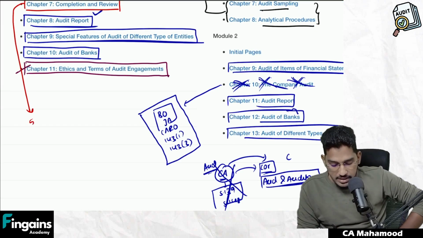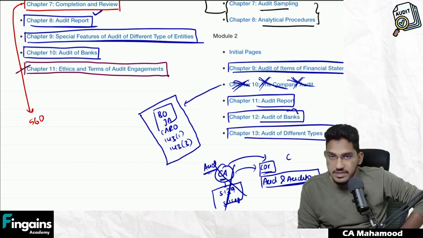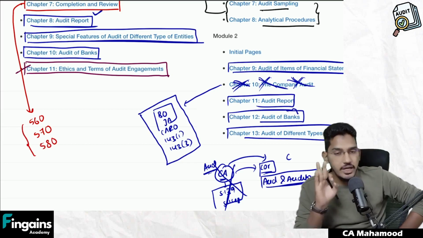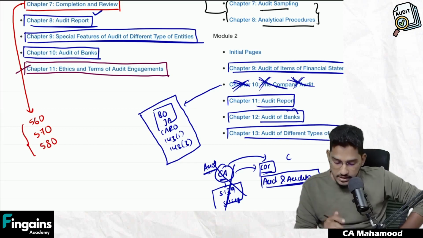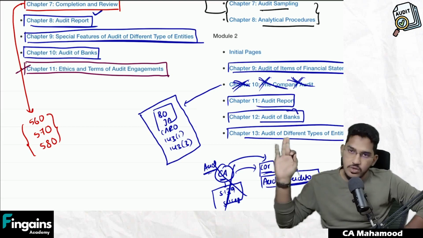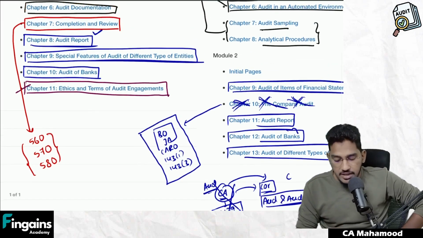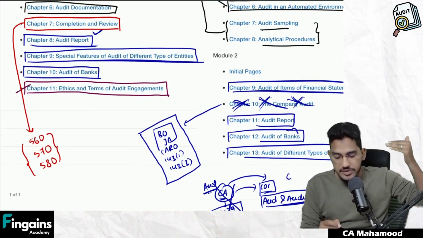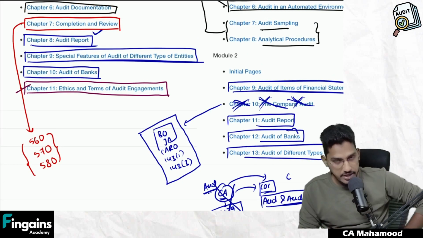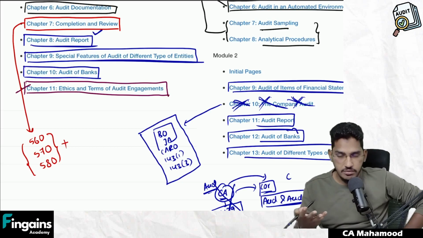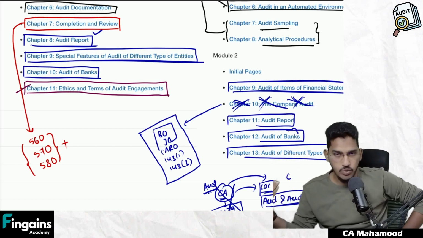Those standards are SA 560, relating to subsequent events, SA 570, relating to going concern, and then we have SA 580 talking about written representations. These three standards are already there under the existing scheme. We used to read these even under the old scheme. The same three standards were divided and they have added a separate chapter for that, and given a title, completion and review. Along with that, they have also added three new standards which we didn't used to discuss under the existing or old scheme.